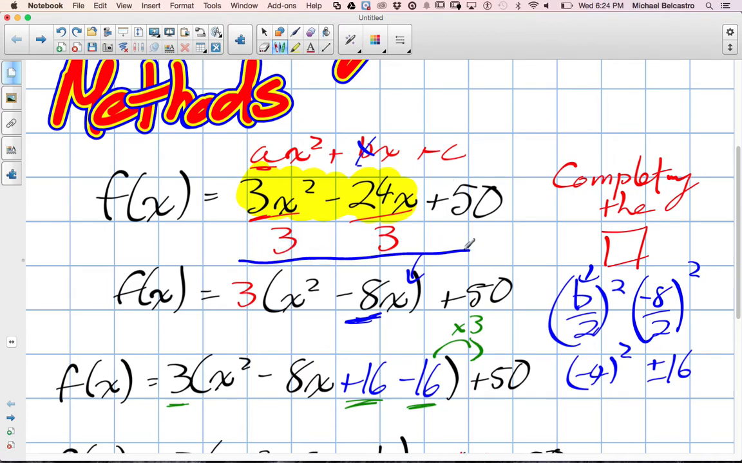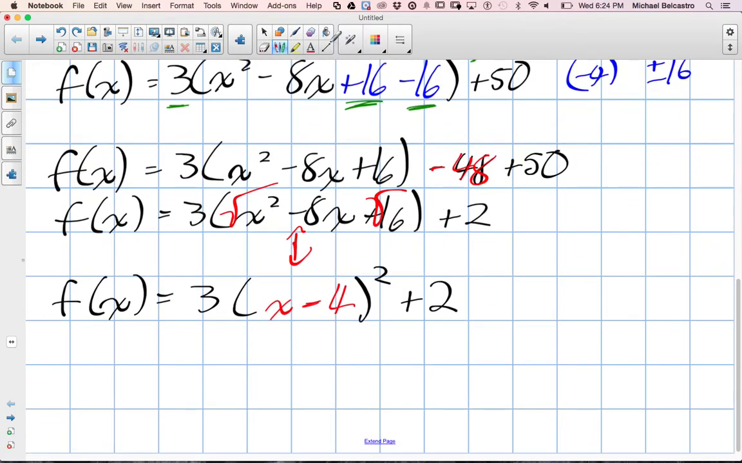Another way we could do this, because I want to show you what the vertex form is normally written as: this is your a value, then (x minus h), the letter they usually refer to, squared, and then plus k on the outside. Does that seem familiar to you?